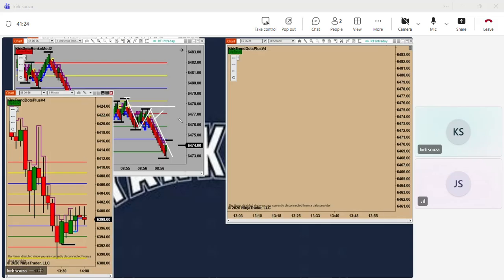But that's how you find the stick shadows, tops and bottoms. I don't want to make millions. I just want to make 3, 4 trades a day.